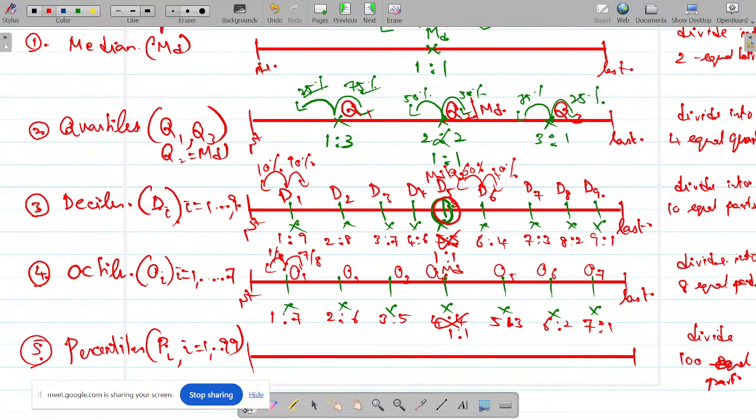I cannot mark all the 99 parts here, so I'll take the middle one. The middle one will be called as P50. You agree with me? And the first one will be called as P1. And the last one before will be called as P99. What will be the ratio over here? 1:99. What will be the ratio here? 1:1. And what will be the ratio here? 99:1.